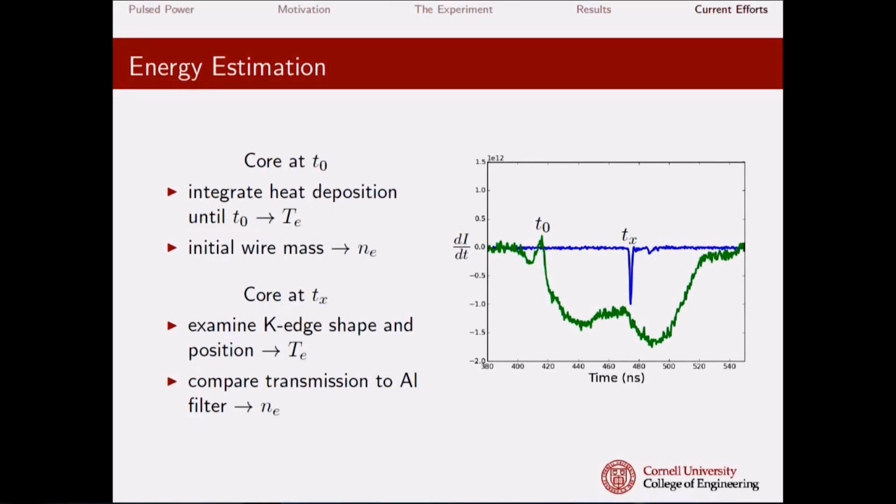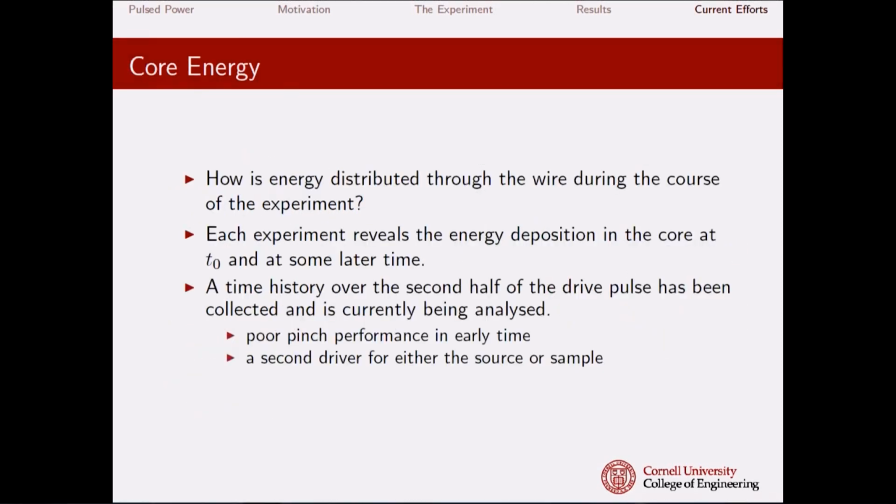So we have temperature and density of the core of the wire at the beginning of the experiment, and then at time t sub x, when the X-ray burst goes off, we get absorption spectra that give us temperature and density later in time. And we can shift this blue pulse further and later in the current to build up a time history. So the question we're asking right now is, how is energy distributed through this wire during the course of the experiment? So we get energy deposition in the core at time t0 for each experiment, and we also get it at some later time.